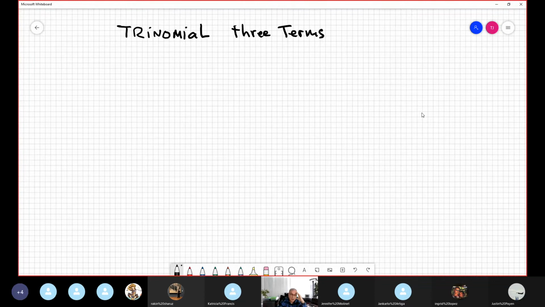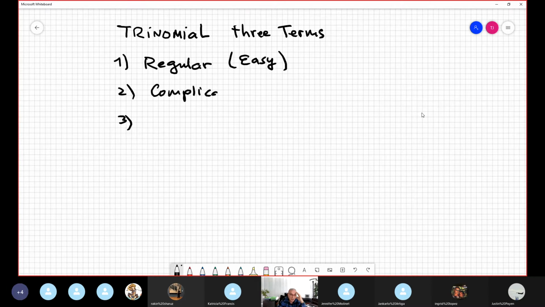Professor, are they equal or are they different? No, completely different. The reason, Noela, is that we have different trinomials. Okay, we have 1, 2, 3 trinomials, and you need to recognize what trinomial is. The first trinomial is called regular, and the regular is easy. Some students call it easy, the regular. The second is complicated. It's not too complicated, but it's a name.